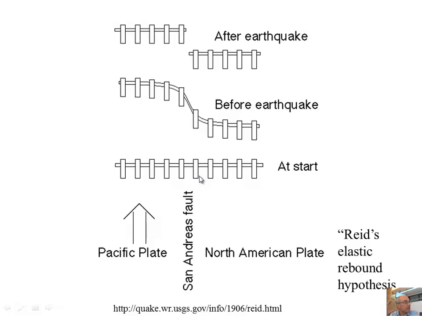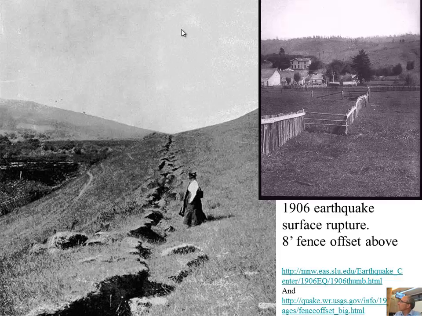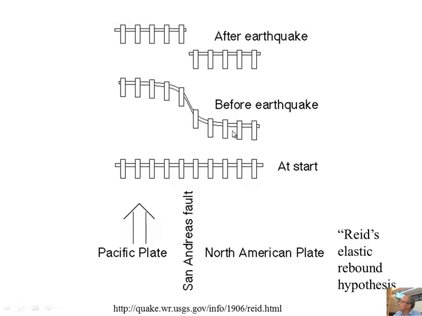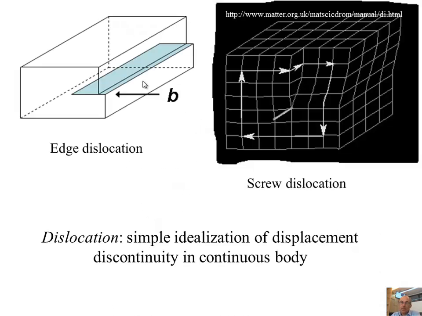Now, one small misconception is that they always show the fence like this, but the misconception is that this bending occurs over about 10 kilometers. If it's a 10-kilometer long fence, you'll see it bend, but not across the field. So it's a small but incorrect way almost every one of these cartoons is drawn when they talk about elastic rebound. So this idea of dislocation is called a displacement discontinuity in a continuous body.